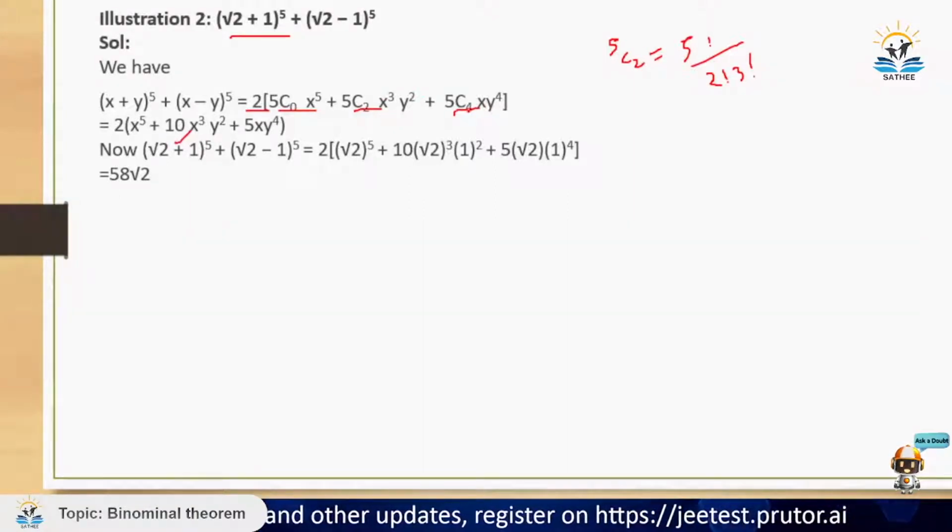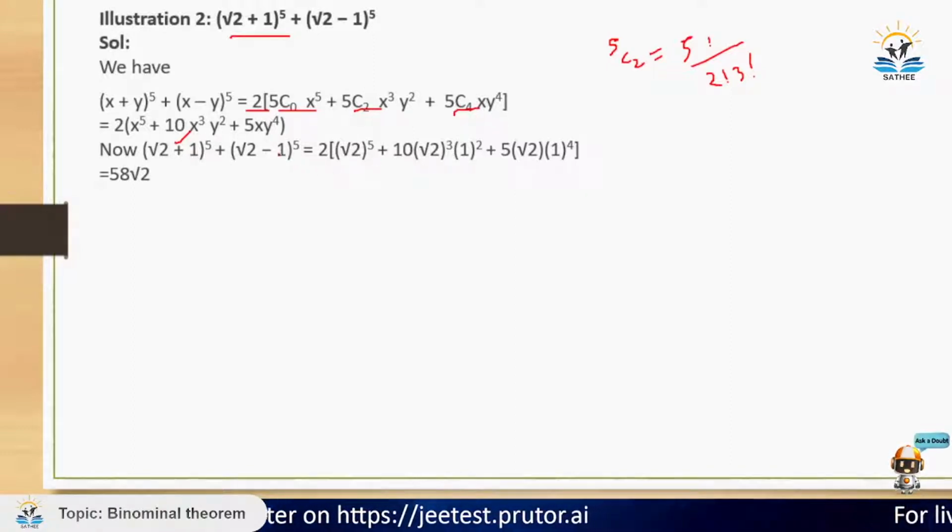Similarly, 5C4 is equal to 5C1 because 4 plus 1 is equal to 5. So 5C1 is what? 5C1 is 5 factorial upon 4 factorial, which is 5. So here it would be 5. So you are getting this as a final answer.